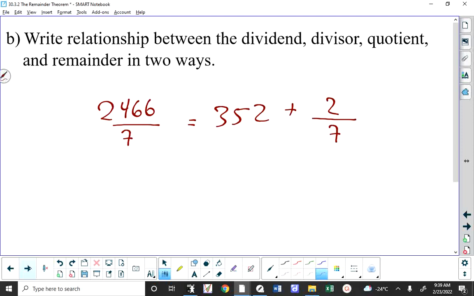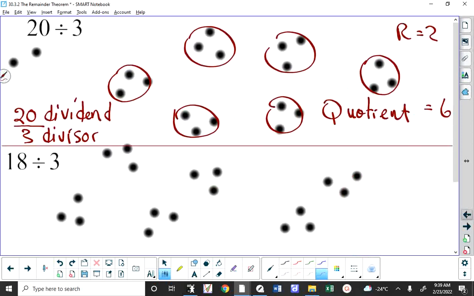The other way to look at it, and I like this better, going back to this makes more sense to me. We have 1, 2, 3, 4, 5, 6 groups of 3, plus we have 2 left over. This equals what we were dividing by. To me, that just makes so much more sense. This is saying the dividend equals the quotient times the divisor plus the remainder.